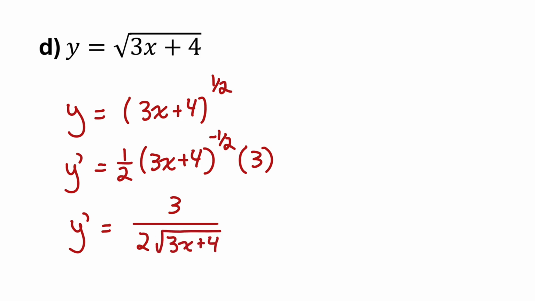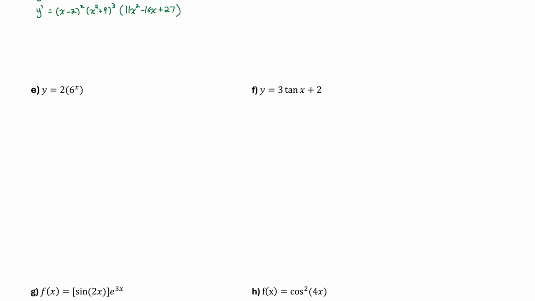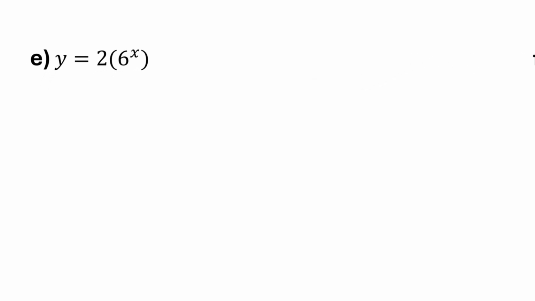All right, we're halfway done the derivatives. Let's go on to part E. This one will be a lot quicker. Here we have an exponential function. We have y equals 2 times 6 to the x. So it's a product, but it's a product of a constant times a function of x.